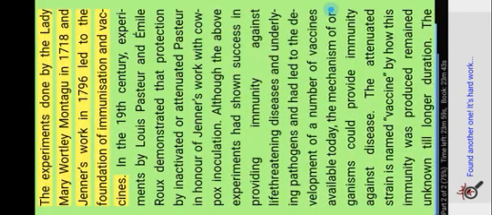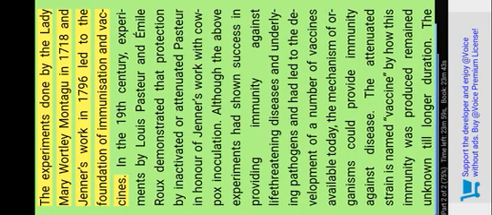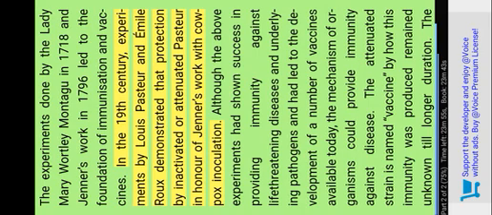Immunization. The experiments done by Lady Mary Wortley Montagu in 1718 and Jenner's work in 1796 led to the foundation of immunization and vaccines. In the 19th century, experiments by Louis Pasteur and Emile Roux demonstrated that protection by an inactivated or attenuated organism could provide immunity against disease. The attenuated strain is named vaccine in honor of Jenner's work with cowpox inoculation.